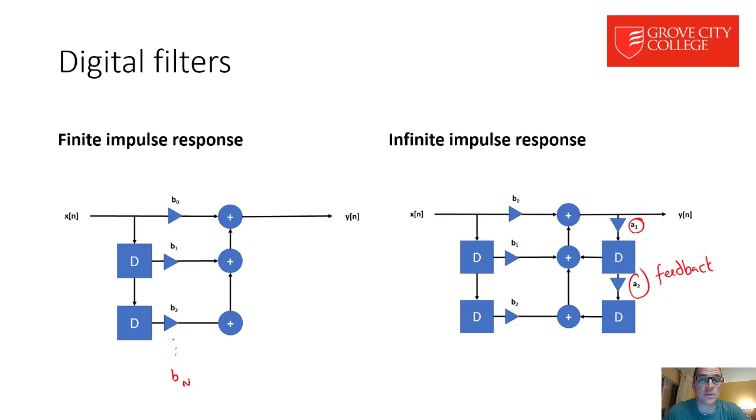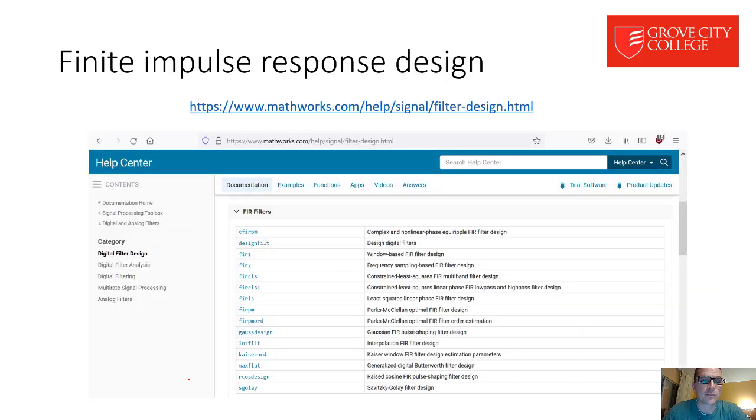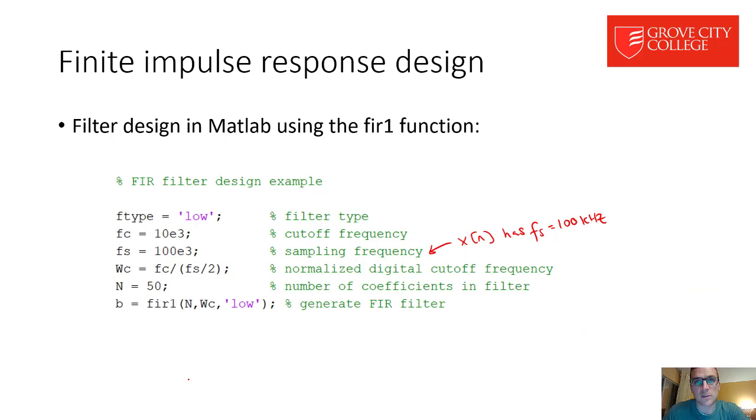50 is a good place to start. The higher you make N, the higher your filter performance can be, but the more delay your filter will impose. So 50 is a decent place to start. If you go lower than 50, you might not get the response you're looking for. You could try it. If you go higher than 50, you'll get significant delays. We'll see that in a second.